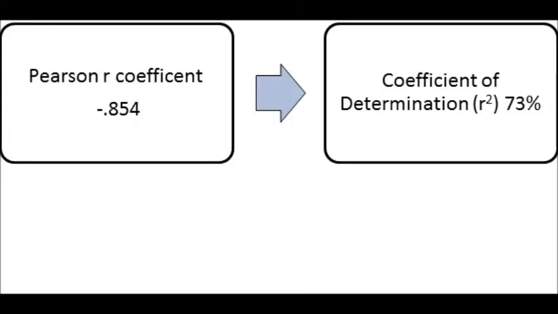The next graphic demonstrates the sample has a Pearson coefficient of negative 0.854, indicating a strong negative relationship. It translates to a coefficient of determination of 73%, meaning that the independent and dependent variables account for 73% of the difference between the groups, with only 27% of the difference caused by chance or some other factor.